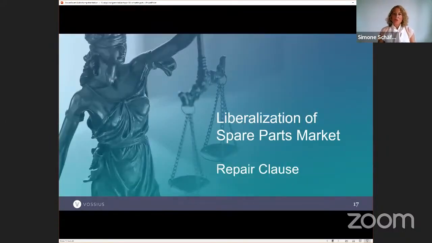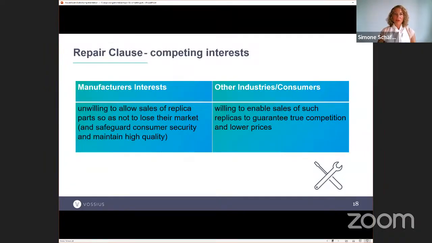Now we come to the very big issue, liberalization of the spare parts market. It's a tongue breaker. And this has been discussed for 20 years, since the first version of the EU design regulation. And now we are very close to having a final legal provision for this. The so-called repair clause will be included in the new EU design regulation.